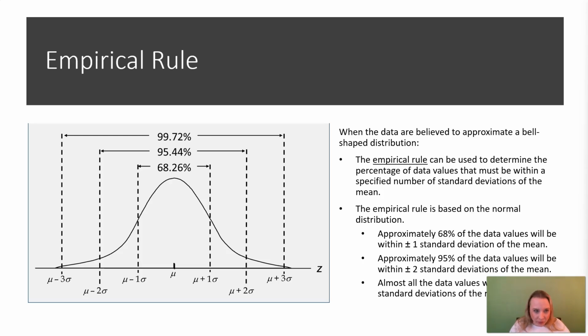The empirical rule is used to determine the percentage of the data values that must be within a specific number of standard deviations of our mean, looking at a normal distribution. So if we have a normal distribution, then about 68% of our data needs to be within plus or minus 1 standard deviation, 95% within plus or minus 2, and almost 100% within plus or minus 3 standard deviations.